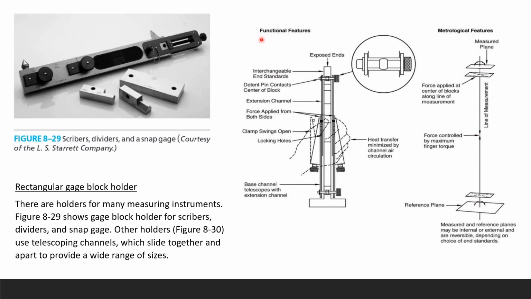So when you look at the functional feature, you're going to see your exposed end right there. So that's your end standard, okay? End standards always come at the end. That's why we call them end standards, that you use to ring the blocks together. And the extension channel is right here, and the force applied from both sides. So here you can see your hand on both sides. And then the clamp swings open, and your locking holes are right in here. But you don't have to know everything, okay? All you have to know is this is how the rectangular gauge block holder looks.